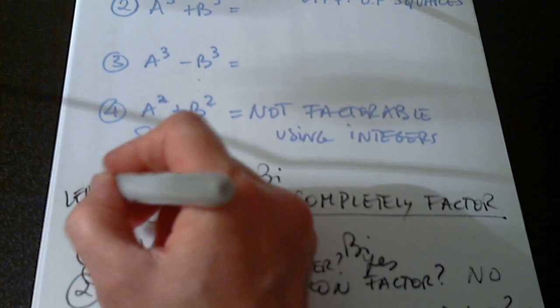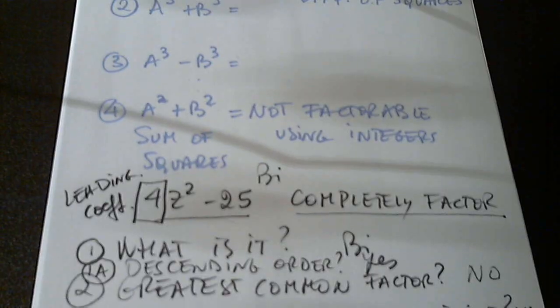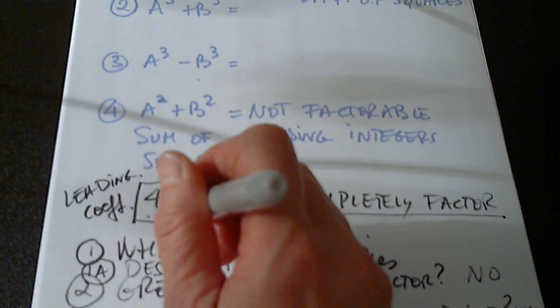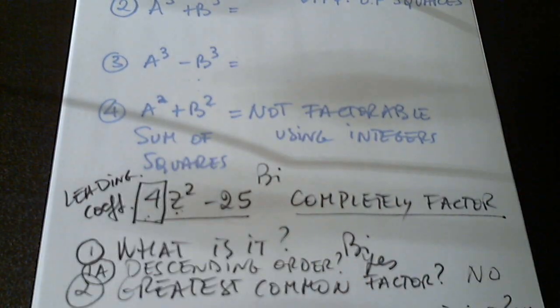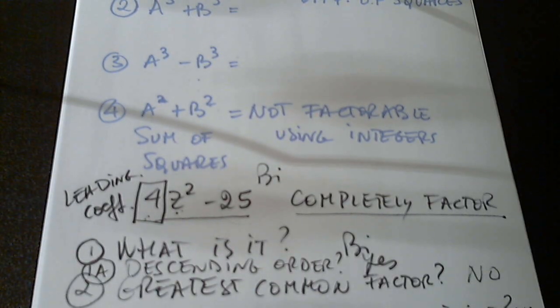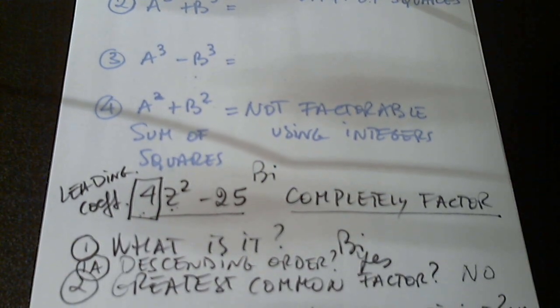The leading coefficient, when it's in descending order, is the number in front of the first term. Is it negative? No. It's not negative, so I don't have to do anything. What if it is negative? Well, I will have to factor it out. We'll have examples in a minute. Now, question number 4 that goes through my head.